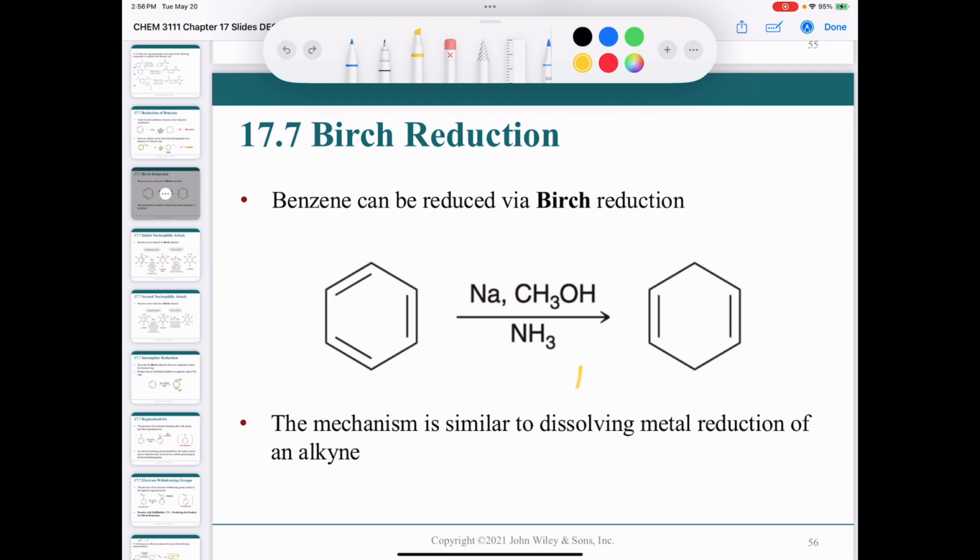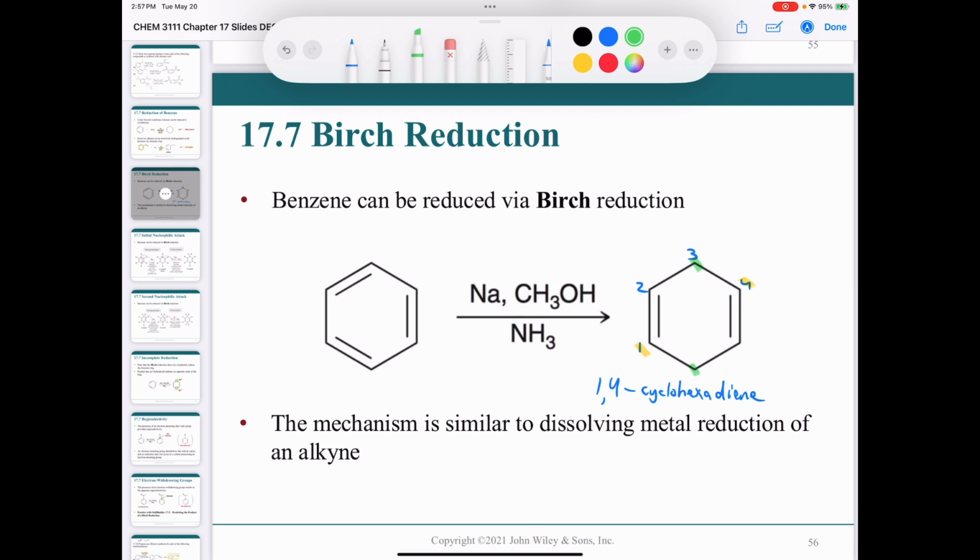So this is 1,4-cyclohexadiene. Right? Why would we call it that? Look, 1, 2, 3, 4. So our first double bond starts on carbon number 1. Our second double bond starts on carbon number 4. So 1,4-cyclohexadiene, you can see clearly this is not an aromatic compound because this carbon and this carbon are now sp3 hybridized. So it's definitely not an aromatic compound.